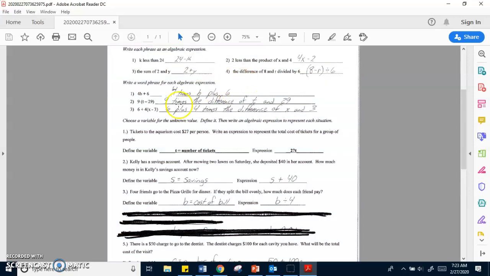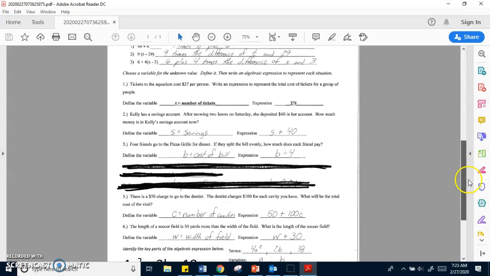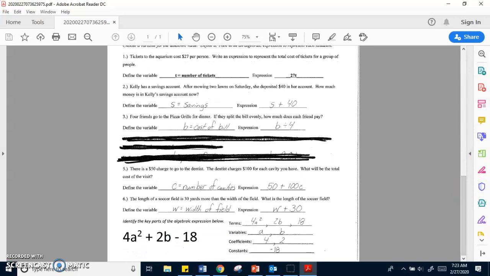This was another one down here, a couple of tricky ones. 6 plus 4 times whatever x minus 3 is, so that's the difference again. So we're going to do 6 plus 4 times the difference of x and 3. Scrolling down the page here, I had all the classes skip number 4. These are the answers I came up with, and again, we'll take time tomorrow to ask and answer some questions on these. So go ahead and check those.